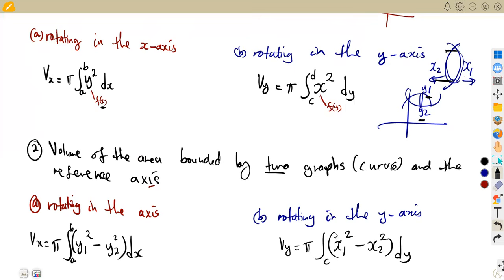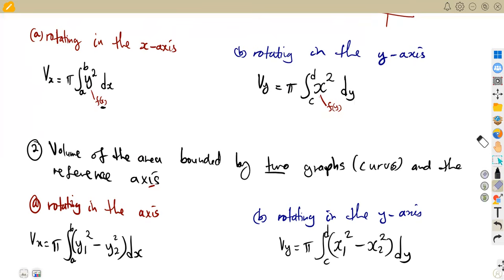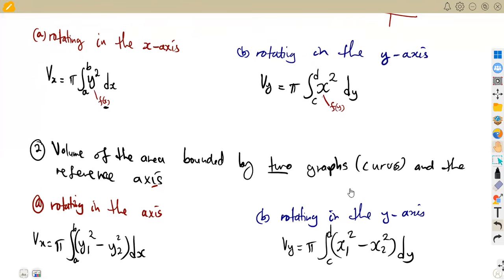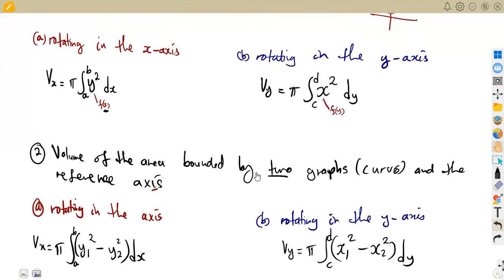For the y-axis, we're going to use C and D. For the x-axis, we just use A and B, but you can choose to write it the way that you understand, as long as you know that these are the limits that are affecting the y-axis and taken at the point of intersection of the two graphs that you'll be given.